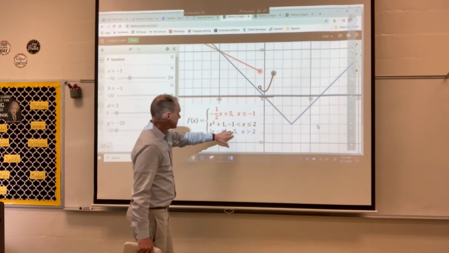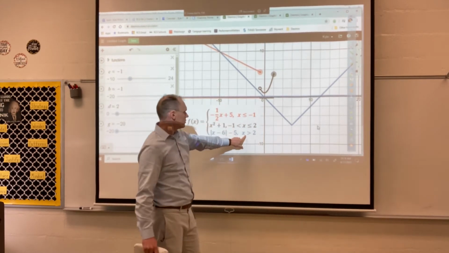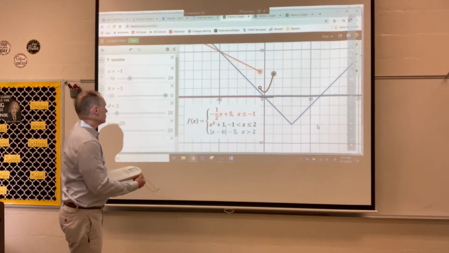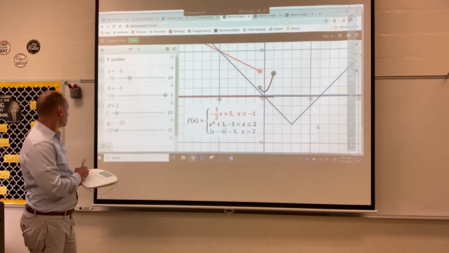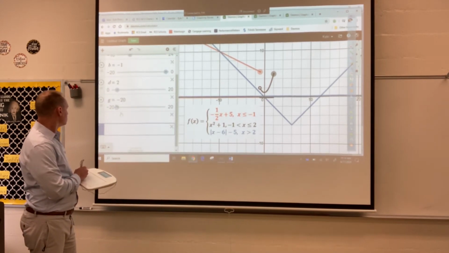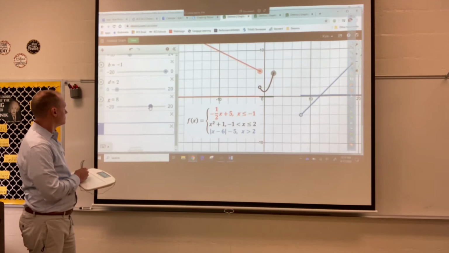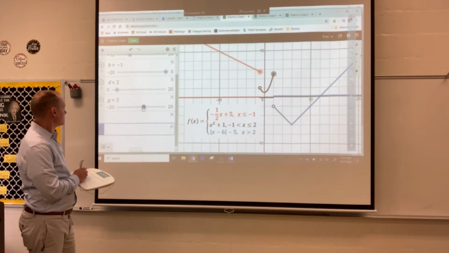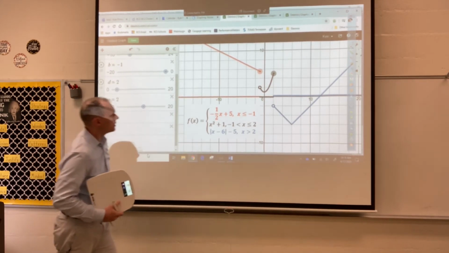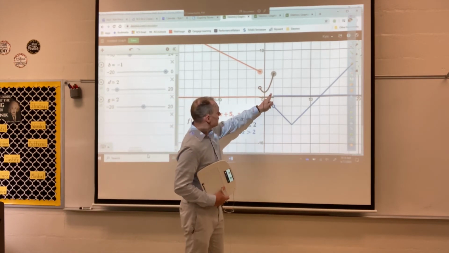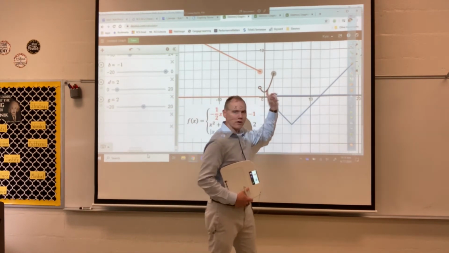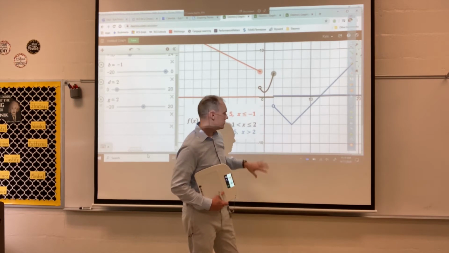All right, and then lastly, this absolute value, we've got to restrict it to only values greater than 2. Okay, so at 2 and onward, we're going to follow this absolute value function that we've set for us here.